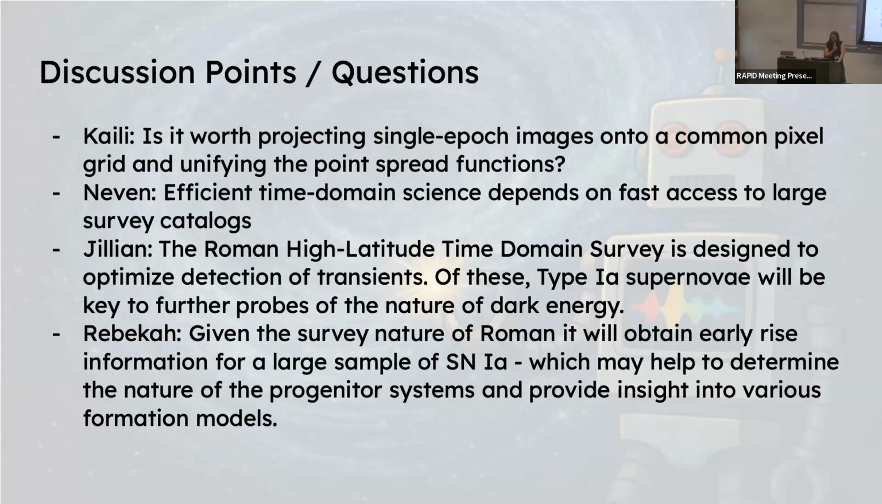And Rebecca is saying that given the nature of Roman, we will have very early information for rising type 1a supernovae. And this is interesting, and I'm completely biased because I work on this, because we can see progenitor systems and understand how the explosions occur. Anybody want to have any discussion about this or any questions you didn't have time to ask? Yes.